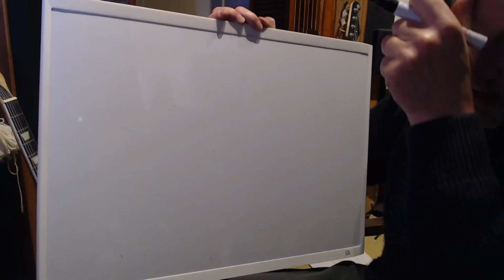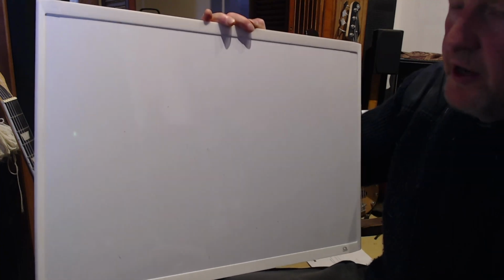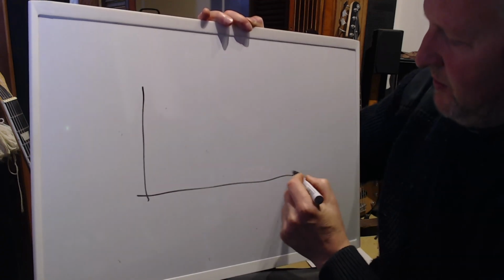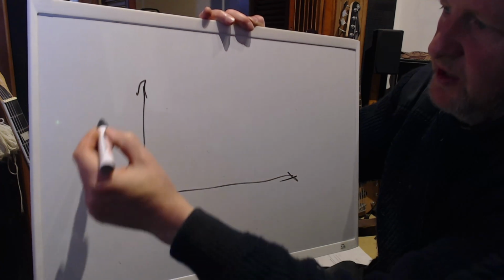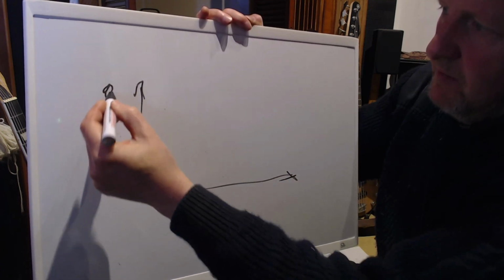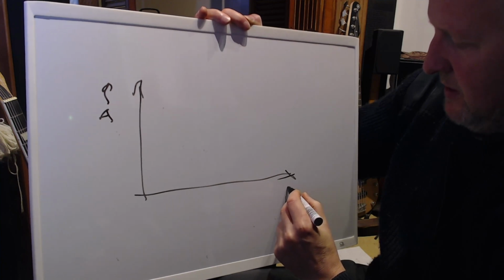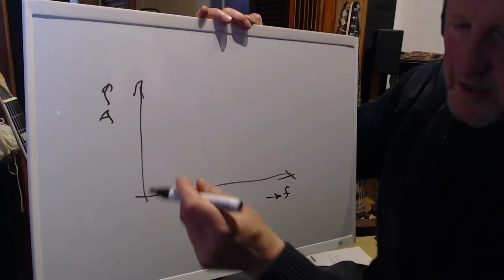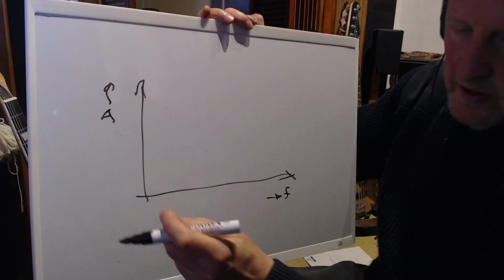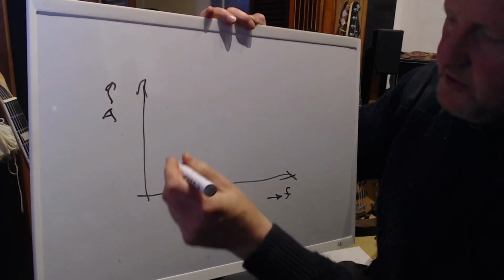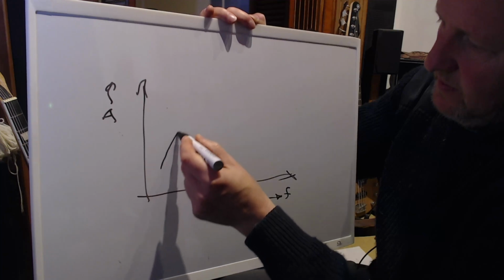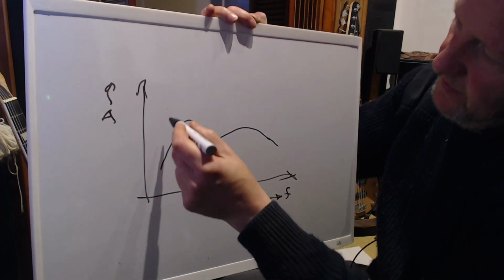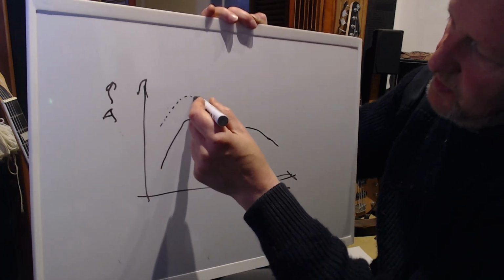So to continue on with a simple example of what I actually mean using this whiteboard. Let's say we've got our spectrum here, you've got your amplitude there, you've got your frequency here. And let's say we've got an average spectrum that maybe looks like that, and a peak spectrum that mirrors it.